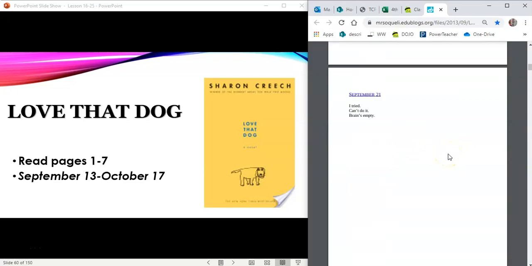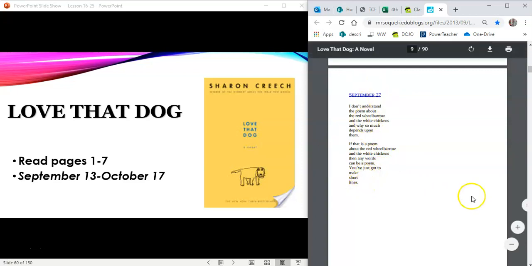September 27. So there's a couple of days in between that the author or the speaker didn't tell us. I don't understand the poem about the red wheelbarrow and the white chickens and why so much depends upon them. If that's a poem about the red wheelbarrow and the white chickens, then any words can be a poem. You've just got to make short lines. Look what the speaker did here, boys and girls. On September 27, what happened? What poem did Jack read? So Jack read the same poem that we just finished reading, right? The poem about the red wheelbarrow.